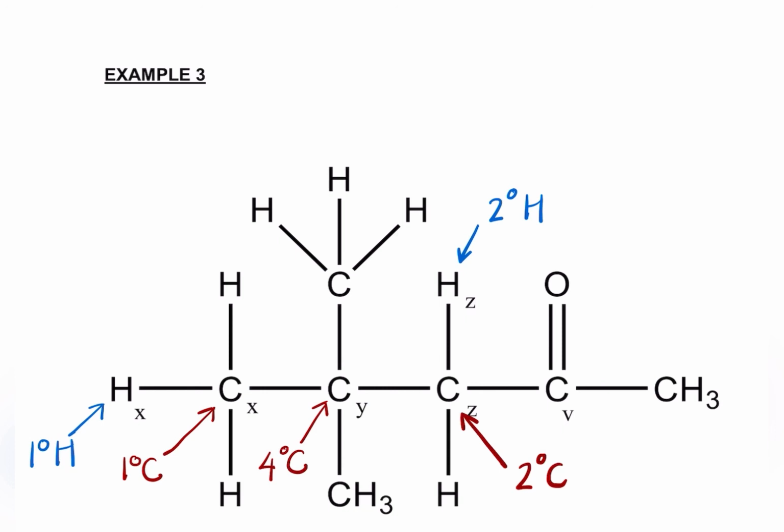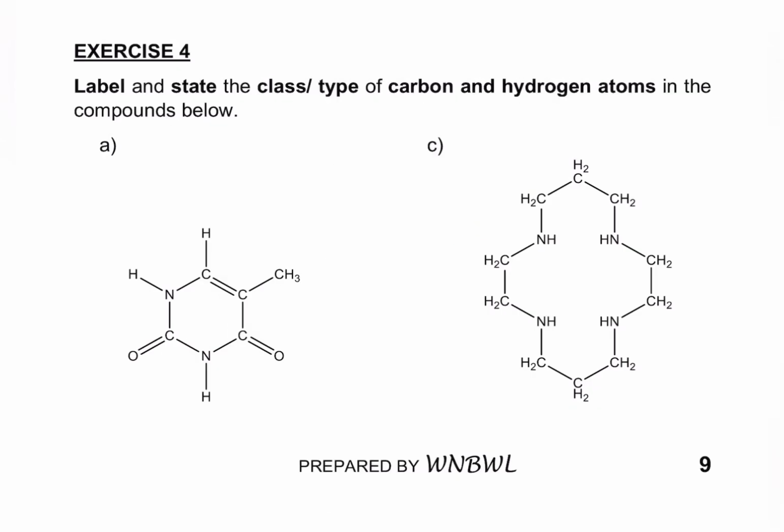So I hope from this example 3, you can strengthen your understanding how to classify the carbon atoms and also hydrogen atoms. And please make sure you know how to differentiate between different saturated hydrocarbons and unsaturated hydrocarbons based on this video. You can try to attempt exercise 4 for more better understanding.